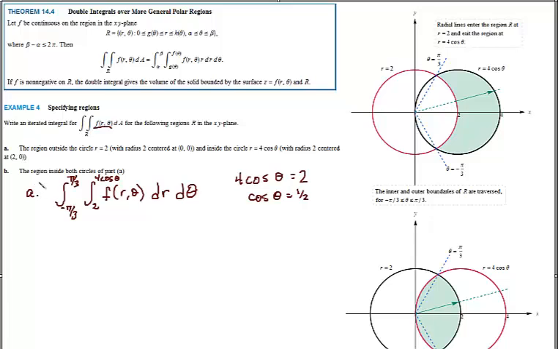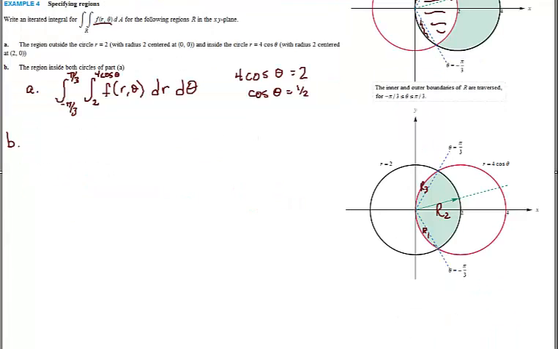In part B, we're supposed to look at the region inside both circles of part A. So that's going to be this region here. And for that, I'm going to break that into 3 parts. It's going to be this big part here, then this part here, and then this part. So that's how I'll break that up. I've written this as my first area, this is my second area, and that will be my third area. So it's just whatever is shaded there.